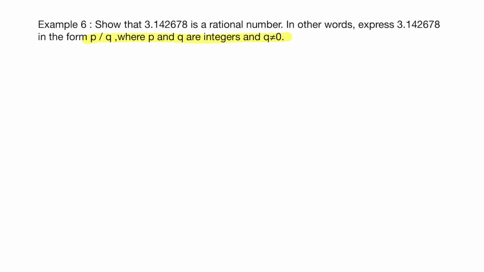So what they have given you is a number, 3.142678, and you are supposed to prove that this number is in fact rational. So how do we prove that it is rational? It should be expressed in the form of p divided by q, where p and q are integers and q not equal to 0.